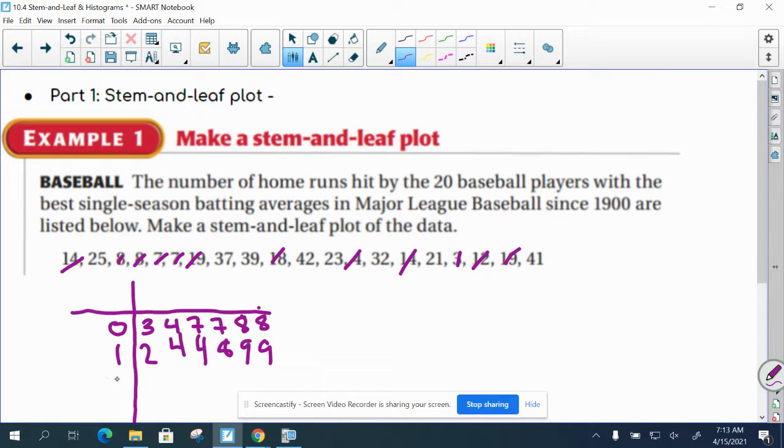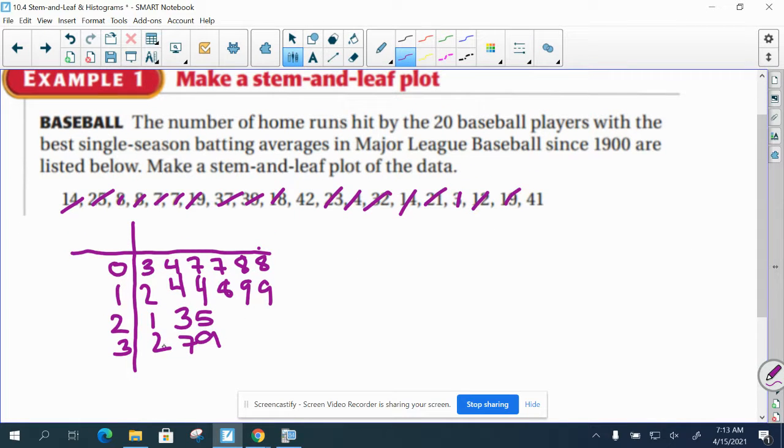All right, next we'll do 20 to 29. So the stem is 2 for 20. And then we've got 21, so that would have a leaf of 1. We've got 23, so that would have a leaf of 3. We've got 25, so that would have a leaf of 5. And that's it for the 20s. Next would be 30s. So the stem is 3, and then the leaves are 2 for 32, and then 37 and 39, so 7 and 9. So hope after this you're getting the hang of this.